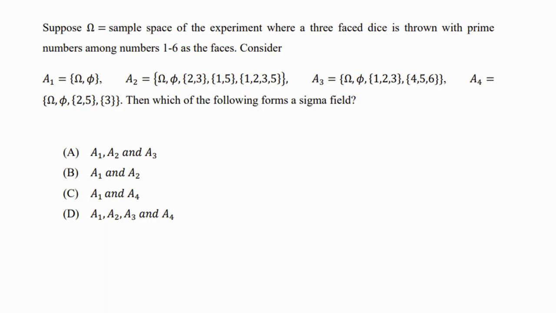Okay. So next we have a question: suppose omega is the sample space of the experiment where a three-phase die is thrown, with a prime number among the numbers 1 to 6 as faces. Consider A1 as this, A2 as this, A3 and A4 as these, and we want to find which of the following forms a sigma field. Do you know what a sigma field is? Yeah, what is it?